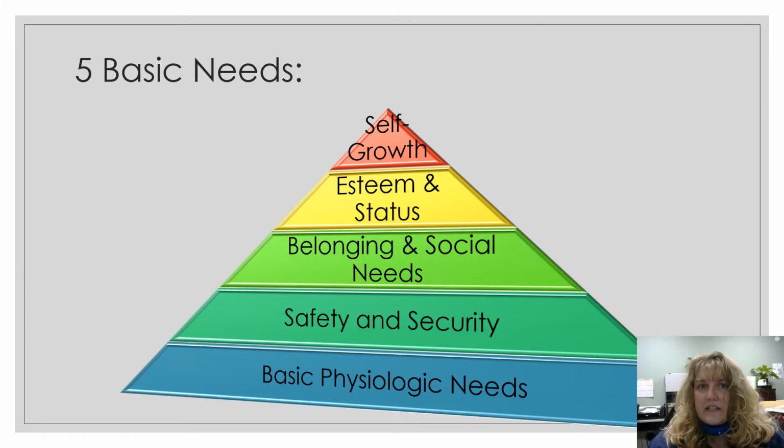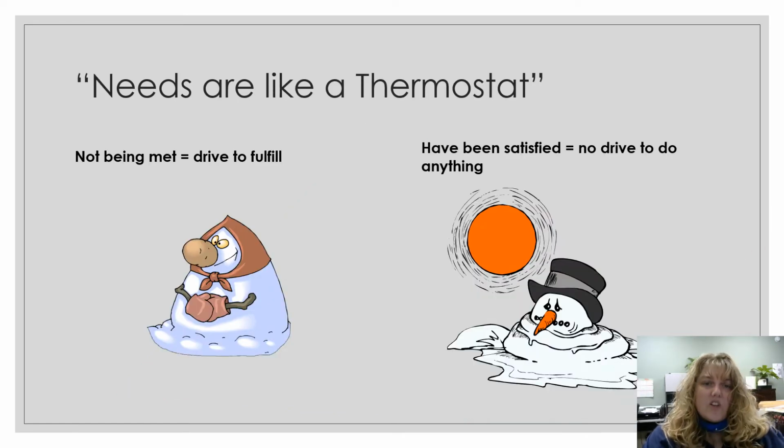So there are 5 basic needs, and it starts from the bottom of this pyramid and works its way up. So you'll see here we have basic physiologic needs, then we have safety and security. We have to have this belonging or social needs. We have to be able to engage with our fellow colleagues out there. Then we have to gain this esteem and status, and the one that's the most difficult to reach, it's not impossible, but it's the one that's way up there, and that is self-growth. So our needs are just like a thermostat. If they're not being met, then we're going to be driven to fulfill those needs. But if you have a need that has been satisfied, you're not going to have the drive to push or do anything else.